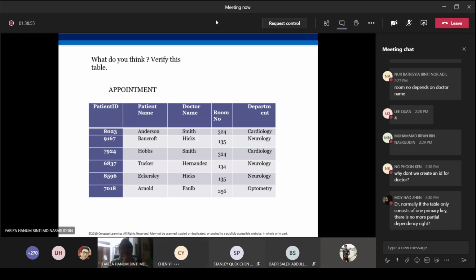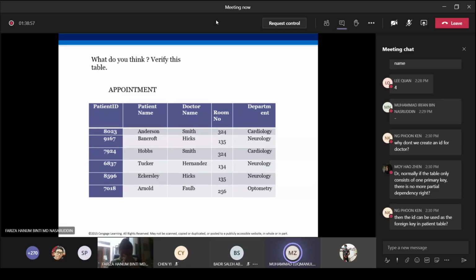But doctor, I don't think the department is determined by the room number. If you can see, 135 is neurology, and 134 is also neurology. Yeah, what you're saying is that when you know the room, you will know what department it is. Yeah, because in my opinion, the room may be particular for a particular operation.